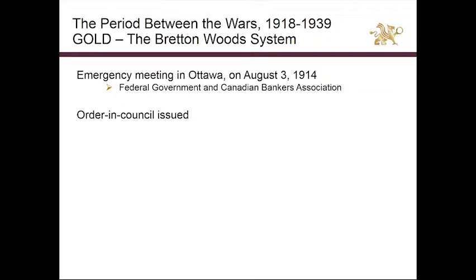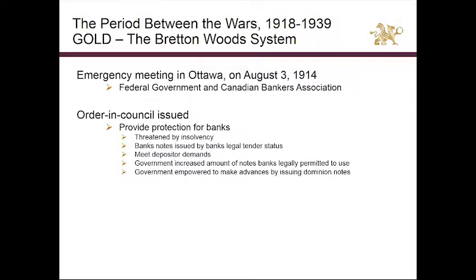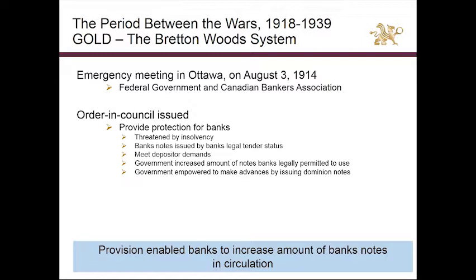Later that day, an order in council was issued to provide protection for banks, which were threatened by insolvency, by giving banknotes issued by banks legal tender status. This allowed the banks to meet their depositor demands with their own banknotes rather than with Dominion notes or gold. The government also increased the amount of notes that banks were legally permitted to issue. The government was also empowered to make advances to banks by issuing Dominion notes against securities deposited with the Minister of Finance. This provision enabled banks to increase the amount of their banknotes in circulation.